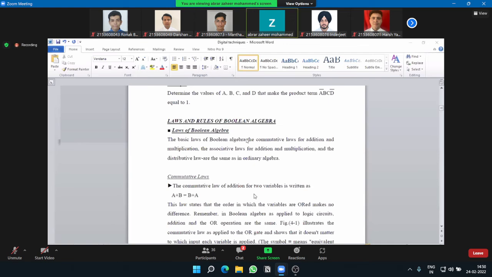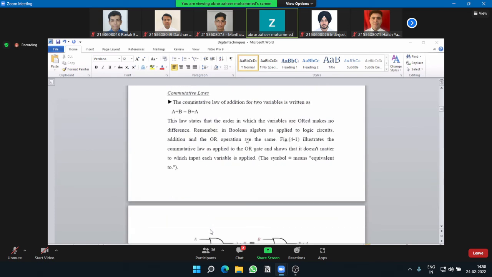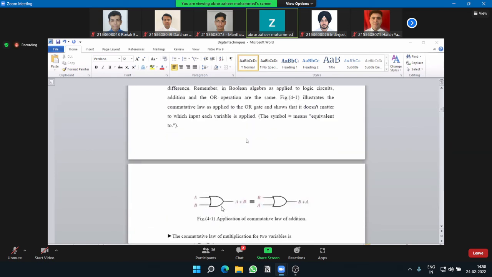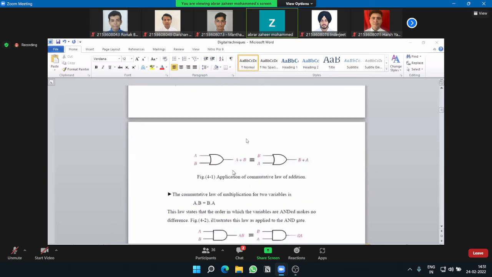So the commutative law for addition is A plus B is equal to B plus A. Here you can see that A plus B is equal to B plus A. So here we are using the two OR gates. A, B are the input, the output is A plus B. Here B and A is the input, output is B plus A.